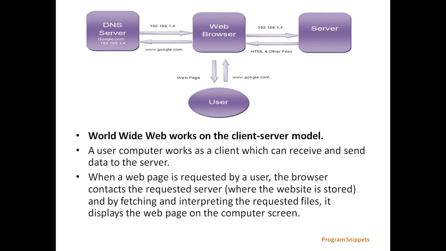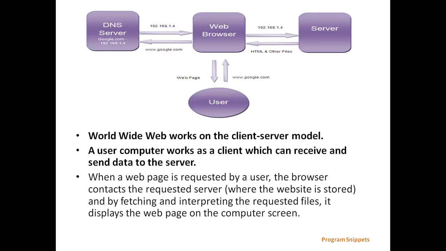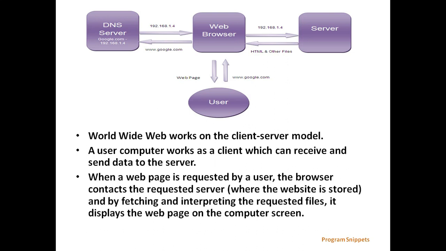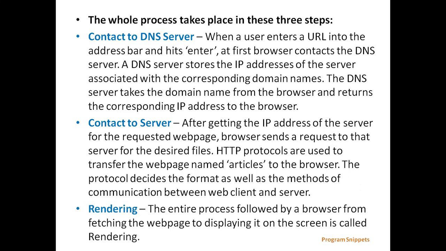World Wide Web works on the client-server model. A user computer works as a client which can receive and send data to the server. When a web page is requested by a user, the browser contacts the requested server, that is where the website is stored, and by fetching and interpreting the requested files, it displays the web page on the computer screen. The whole process takes place in 3 steps.